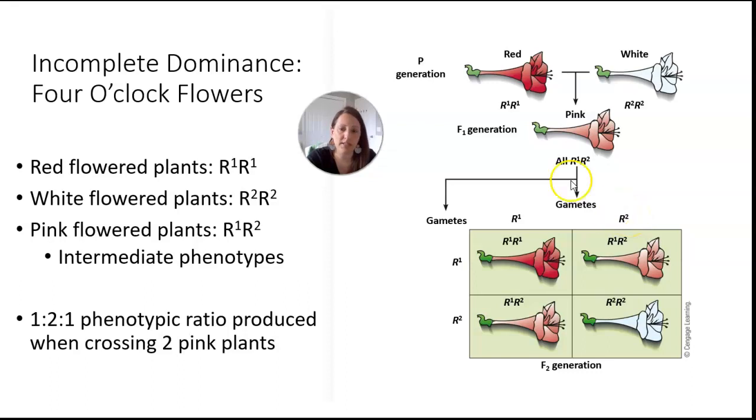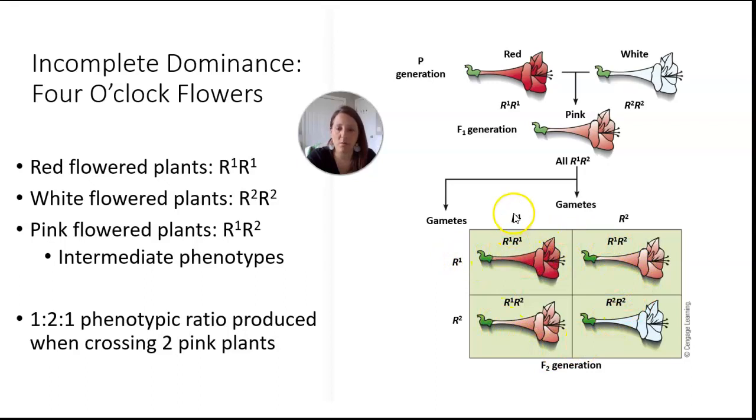And so in both cases, the pink flowered plants are going to produce 50% of their gametes containing the R1 allele, and the other 50% of the gametes will have the R2 allele. So half and half. Okay, so here's R1 and R2 from one parent, and the gametes of the other parent again are across the top. So here's R1 and R2. Remember, inside of the Punnett square is the result of fertilization.